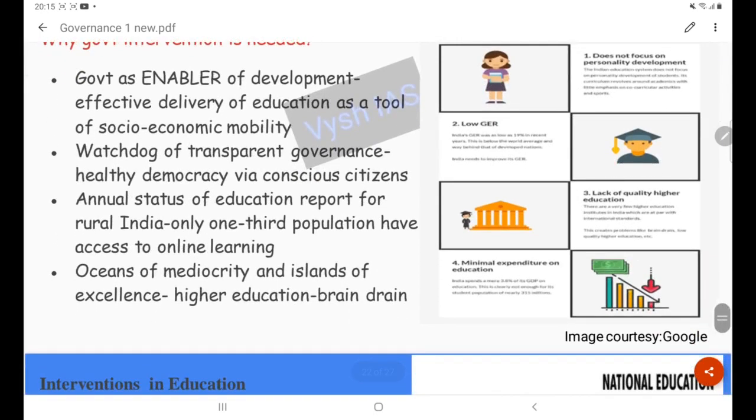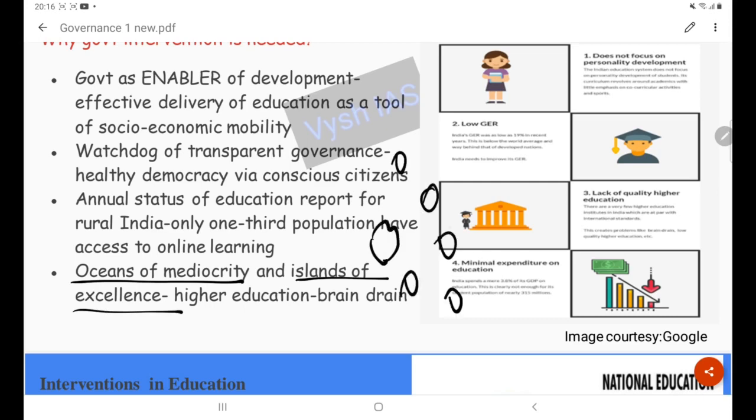Next is the quality deficit in education. See, this phrase you can use: oceans of mediocrity and islands of excellence. This means that although we have many educational institutions, quality education is offered only in a few of them. So this also results in brain drain.